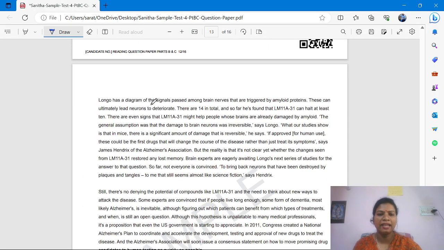Longo has a diagram of the signals passed among brain neurons that are triggered by amyloid protein. These can ultimately lead neurons to deteriorate. There are 14 in total. And so far he has found that LM11A31 can block at least 10. There are even signs that LM11A31 might help people whose brains are already damaged by amyloid.